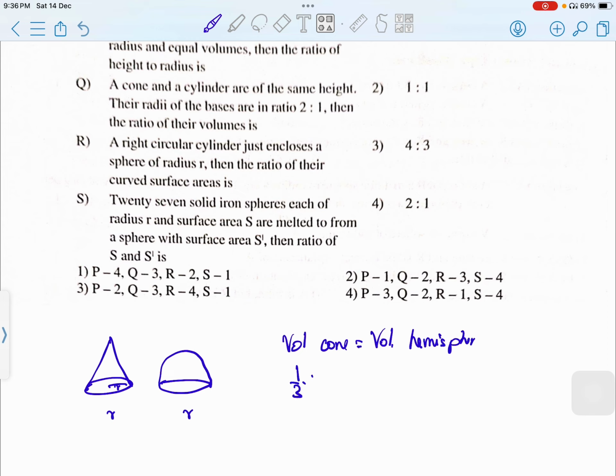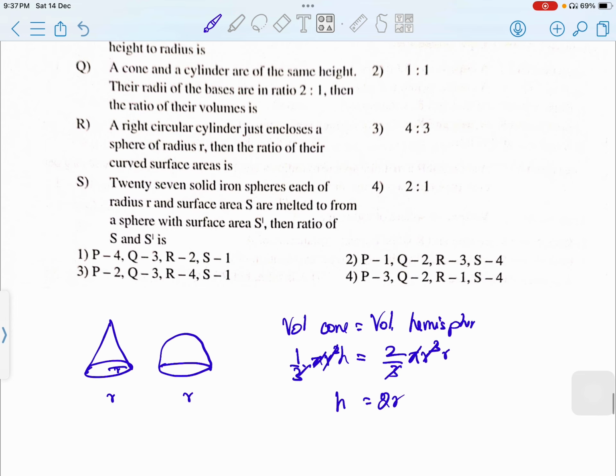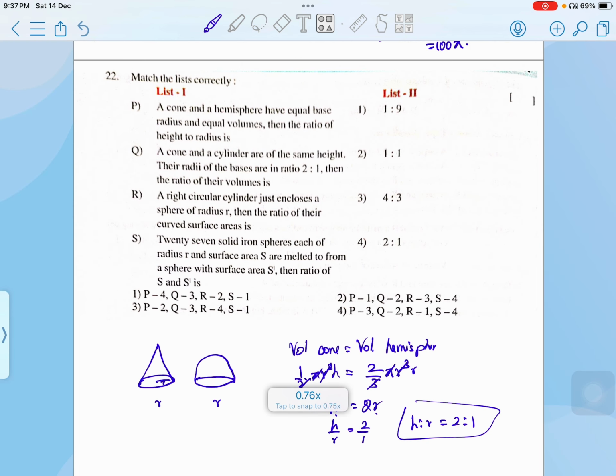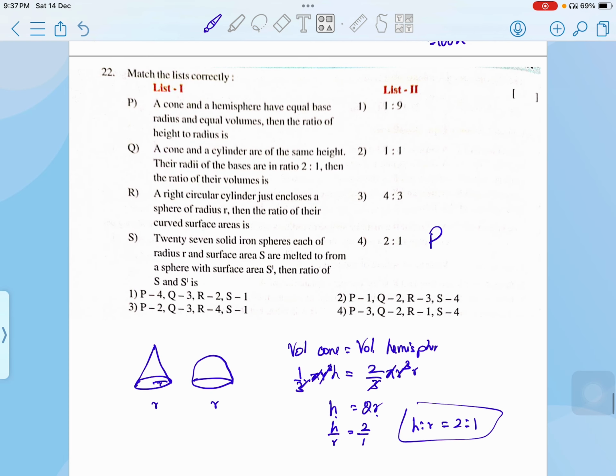So it's nothing but 1 by 3 pi r square h. This one is nothing but 2 by 3 pi r cube. Since radius is the same, pi and pi cancel, 3 and 3 cancel. H equals 2r you are getting. So they ask you the ratio between height to radius. So height by radius is 2 by 1, so height to radius is 2 is to 1 ratio. So your P goes to 4. Have only one option, so the first option is the answer.